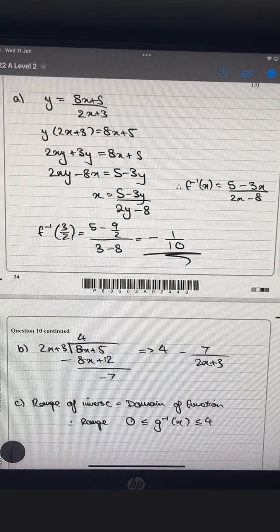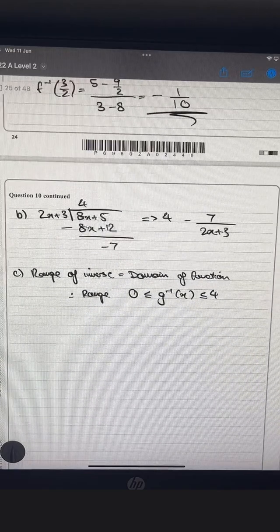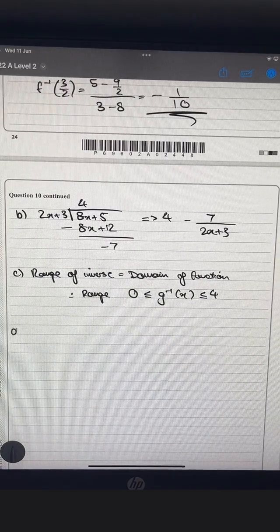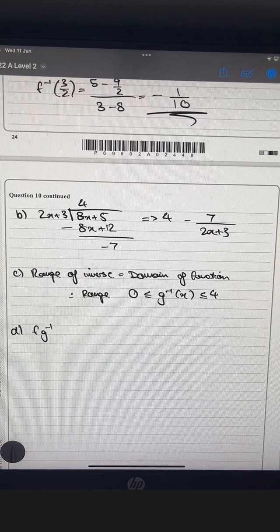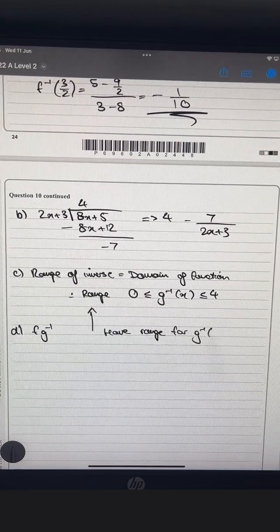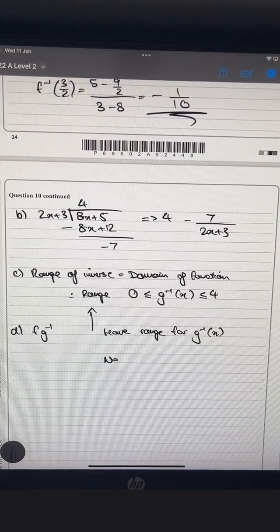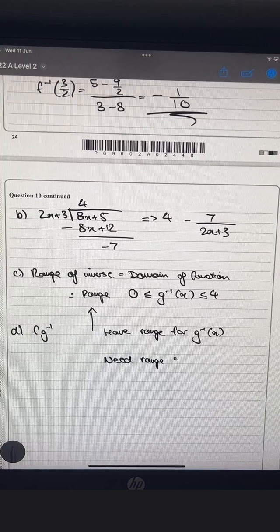So they're telling me find the range of fg to the minus 1, all right? So D, fg to the minus 1. What am I doing? Well, I'm trying to find the range of this thing here. Well, I've got the range of g minus 1 of x, right? So now I need the range of f of x. Well, I could just sub in 0 and 4 into f of x because that's my range of g, to see the maximum and minimum points of that, all right?